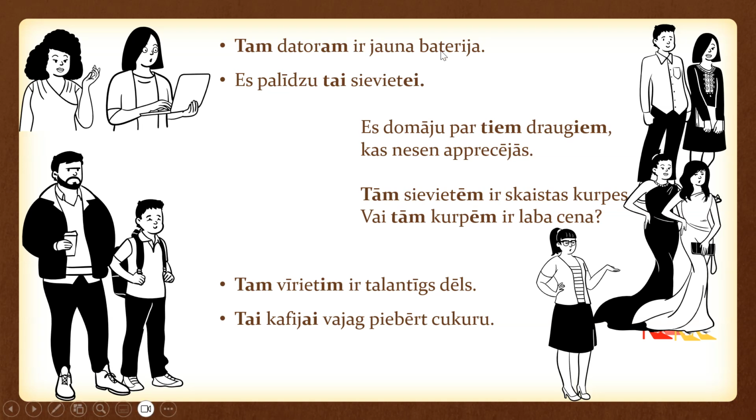So tam datoram ir jauna baterija. Yeah, dative forms as always we use to say have or has something. So that computer has a new battery. Es palīdzu tai sievietei. So we use dative after certain verbs like palīdzēt, when the recipient is in the dative form. So I help a woman. Es palīdzu tai sievietei. I'm helping that woman.